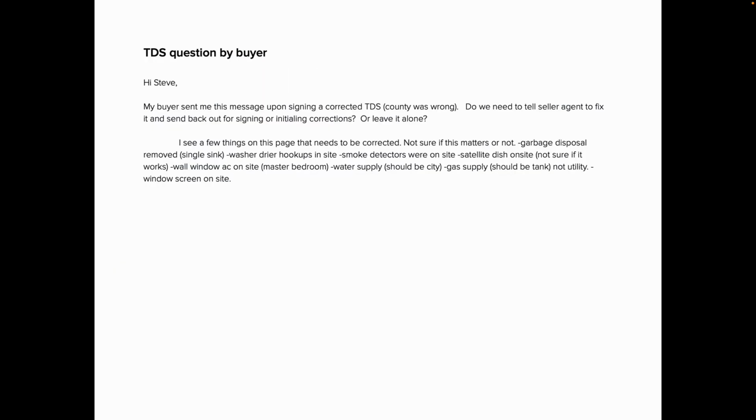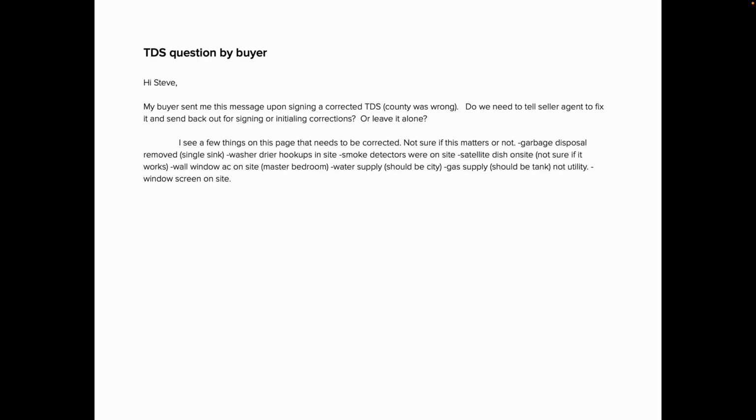More on the TDS. So this was a question from one of our agents, from their client. My buyer sent me this message upon signing a corrected TDS. County was wrong. Do we need to tell the seller's agent to fix it and send back out for signing or initialing corrections, or leave it alone? That was the question, so this was from the client.